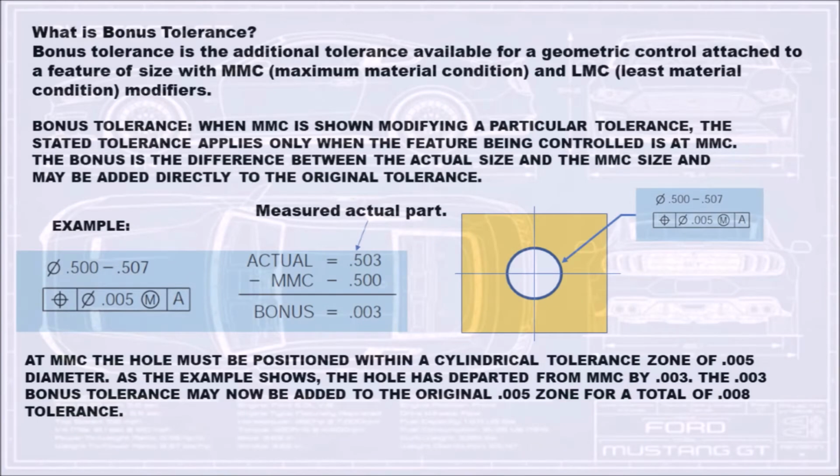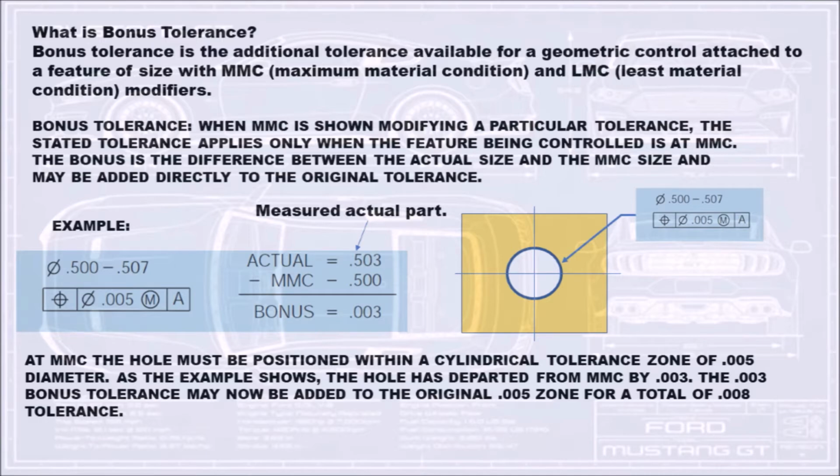What is bonus tolerance? Bonus tolerance is the additional tolerance available for a geometric control attached to a feature of size with MMC, maximum material condition, and LMC, least material condition, modifiers. When MMC is shown modifying a particular tolerance, the stated tolerance applies only when the feature being controlled is at MMC. The bonus is the difference between the actual size and the MMC size and may be added directly to the original tolerance.